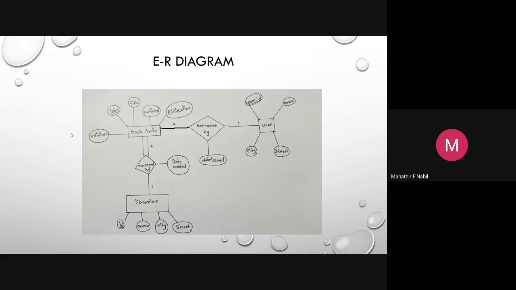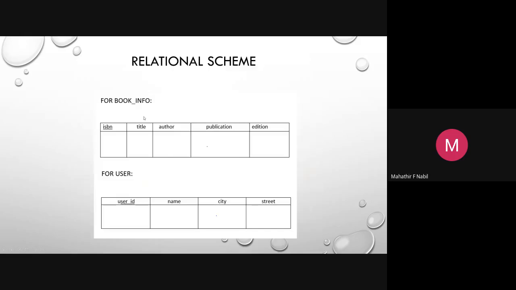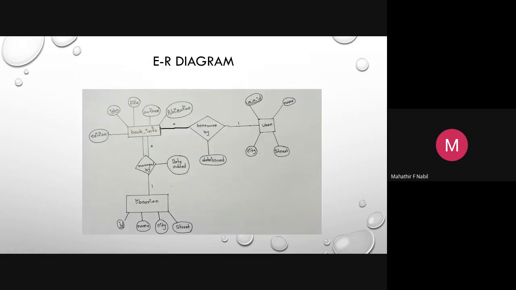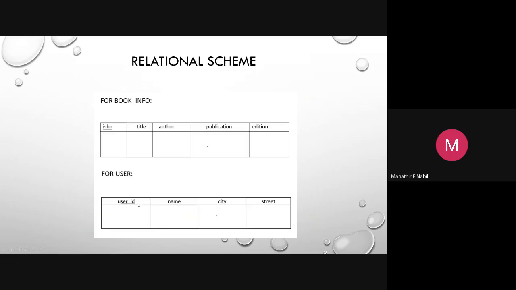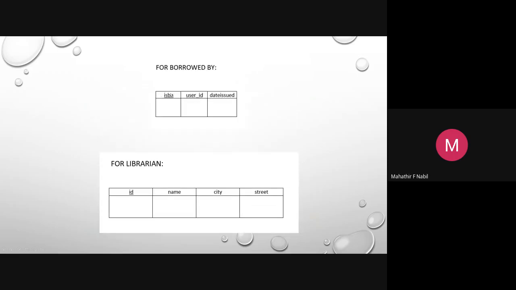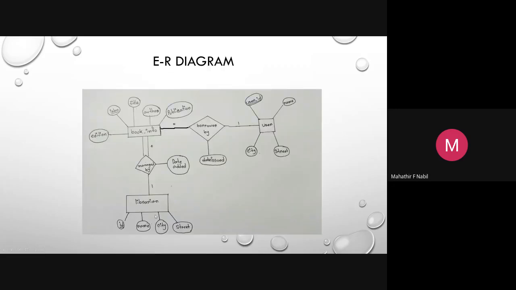So how we did that: first I will talk about the entity sets, how we converted those. Here we can see that book info is an entity, so you add all of its attributes, starting with the primary key. So we did that: ISBN, title, author, publication, edition. Then for user, we also added all the attributes, starting with the user ID. And for librarian, we added ID, name, city, street, which were the attributes of the librarian.